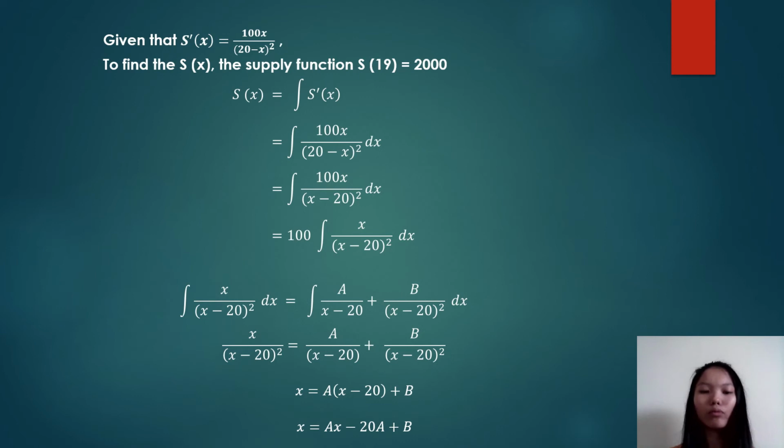From this, we notice that this is the form of partial fraction decomposition, which can be written as x over (x minus 20) squared equals A over (x minus 20) plus B over (x minus 20) squared. After that, we multiply both sides, and we obtain x equals A(x minus 20) plus B, and we collect up the terms: x equals Ax minus 20A plus B.